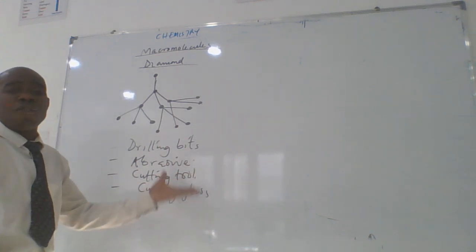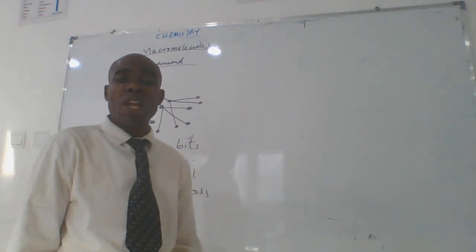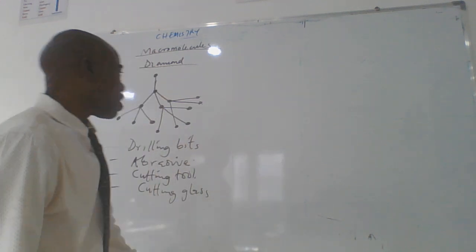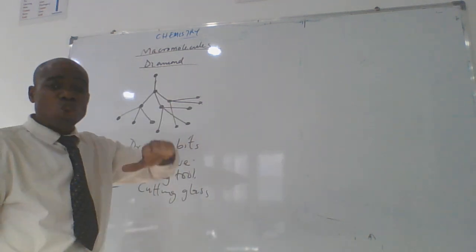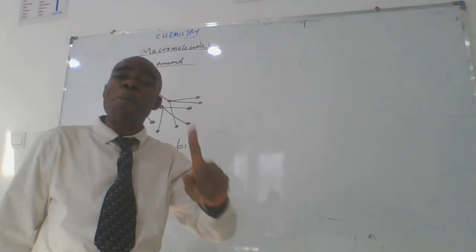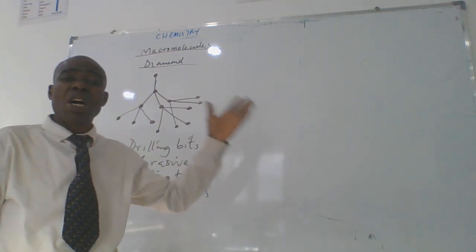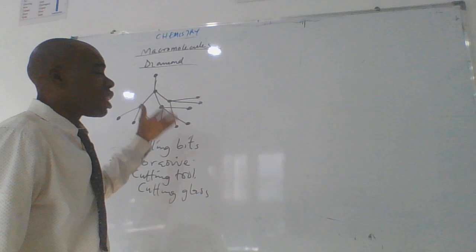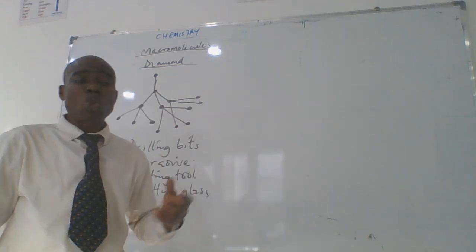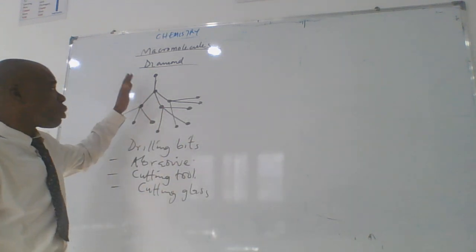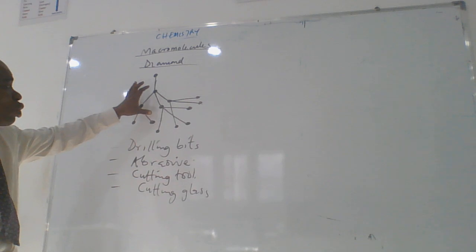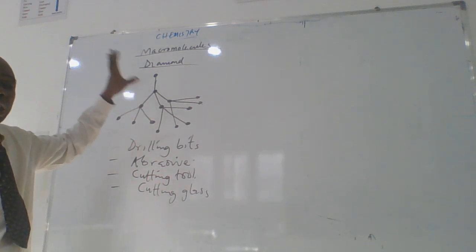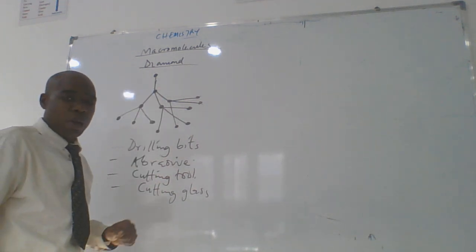These are just a few examples of the use of a diamond. So, like I said, our focus today is the fact that diamond forms a giant molecular structure. It forms what? A giant covalent structure. So this is diamond, and you must get to know this structure. This is just a small unit out of the giant structure of a diamond.